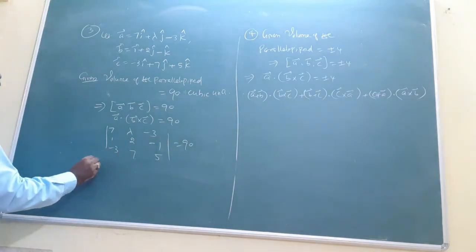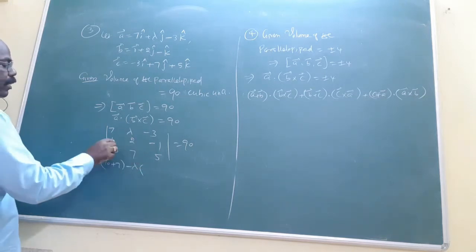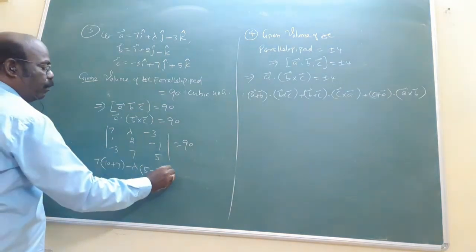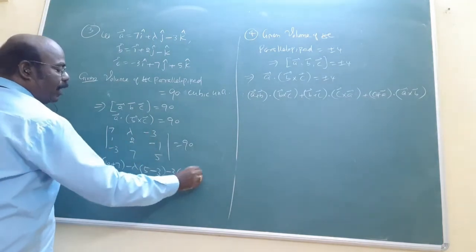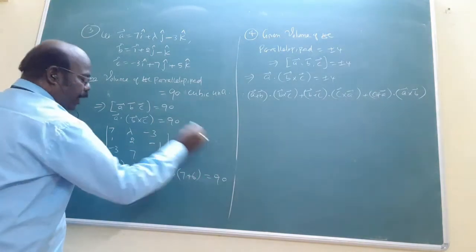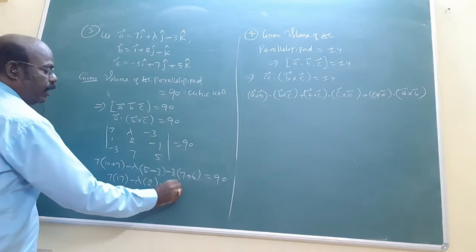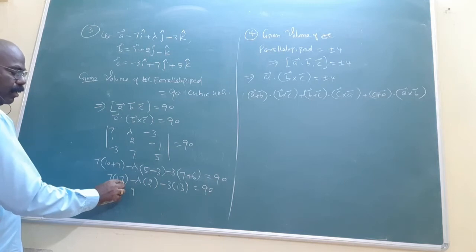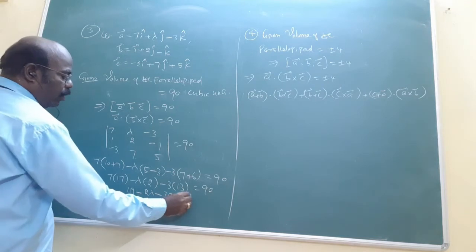Now expansion: 7 into cross multiply 10 plus 7, minus lambda into 1 times 5, following the formula, having minus 3 into minus 1, that is 3, plus minus 3 into 1 times 7, that is 7 plus 6; because of the formula, having minus 2 into minus 3 minus, actually plus 6, that is 9. Now 7 into 17, lambda into 2, minus 3 into 13 equal to 90. Now multiply: 49 into 4, 190 minus 2 lambda minus 39 equal to 90.